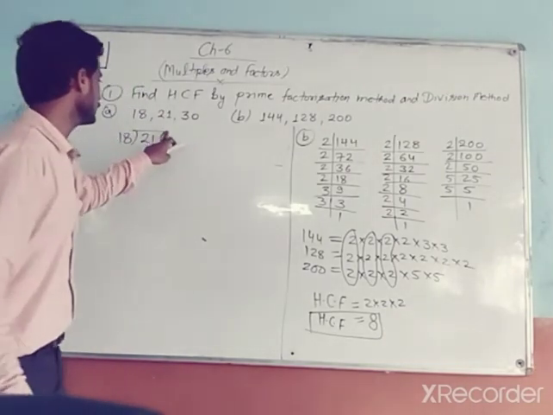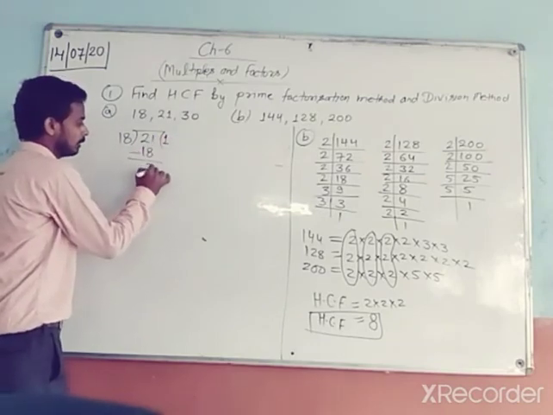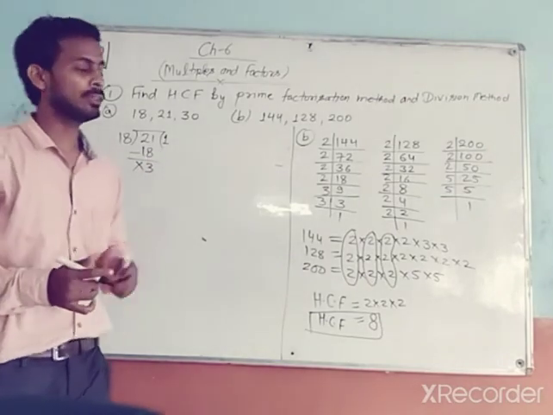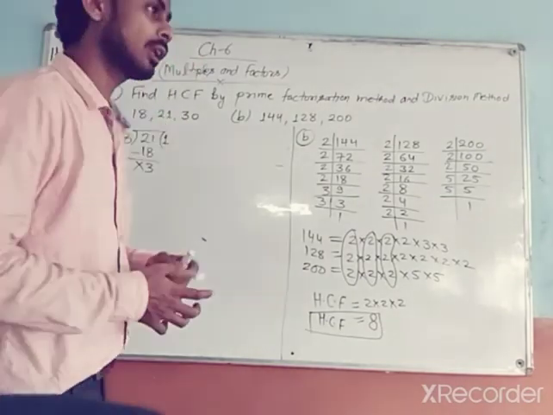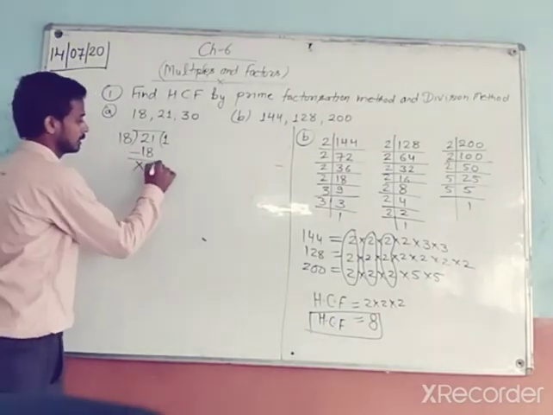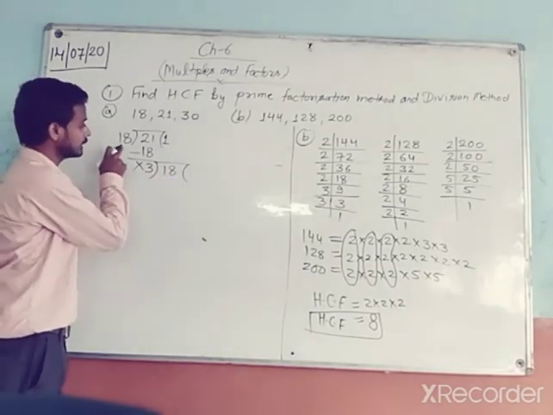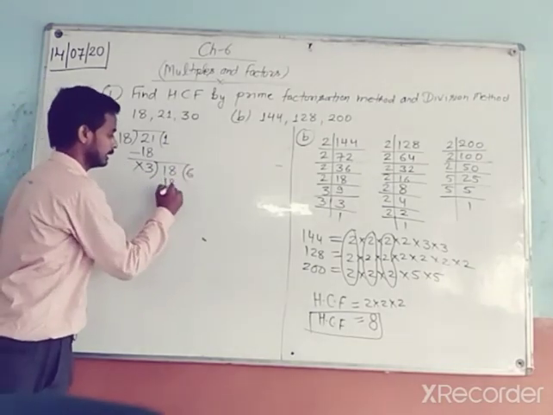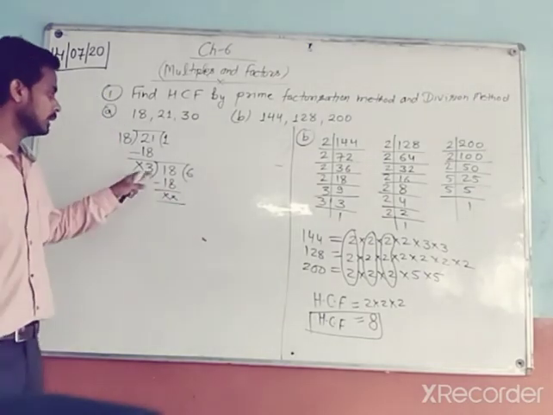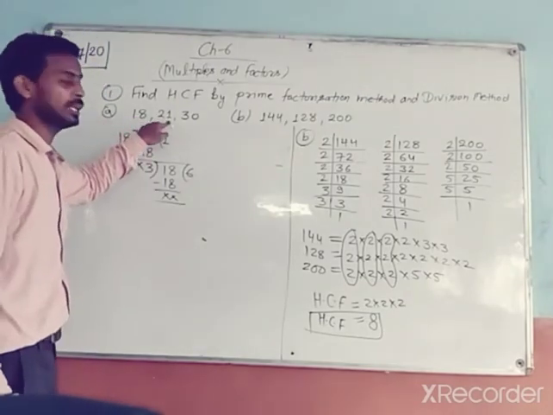Now divide it. 18 ones are 18. Now we have 3 as remainder, and according to the division method of SCF, the remainder becomes divisor for the previous divisor. The previous divisor in this is 18, 3 6s are 18. Now we have 3 as SCF of 18 and 21 only.